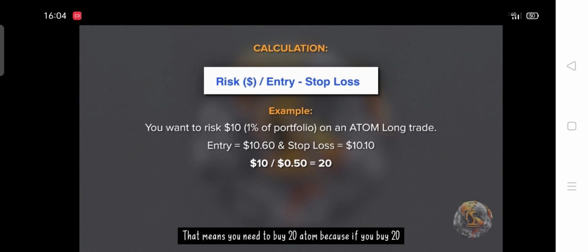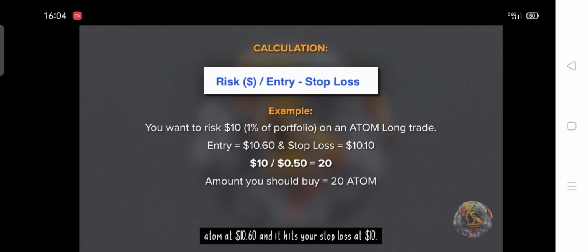That means you need to buy 20 Atom, because if you buy 20 Atom at $10.60 and it hits your stop loss at $10.10, you will lose $10 from your portfolio. Perfect. Managed risk. Next, you calculate the notional size of that, because you need to know what 20 Atom is in dollar terms. That's how you then finally get to your leverage.